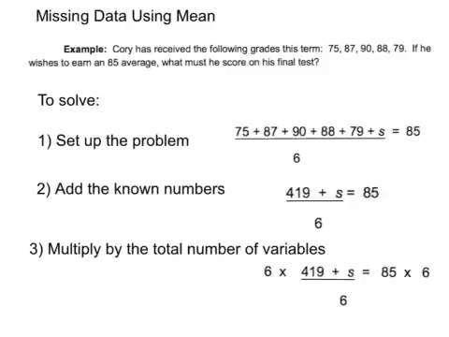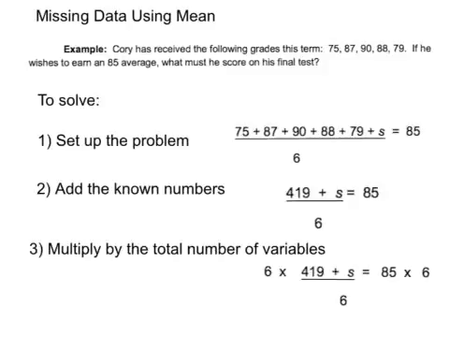So our example says that Corey has received the following grades this term: 75, 87, 90, 88, and a 79. If he wishes to earn an 85 average, what must he score on his final test? So as you can tell, we're not asking what is the average. We're giving the average, and we're looking for another piece of that data. We're looking for that other test.